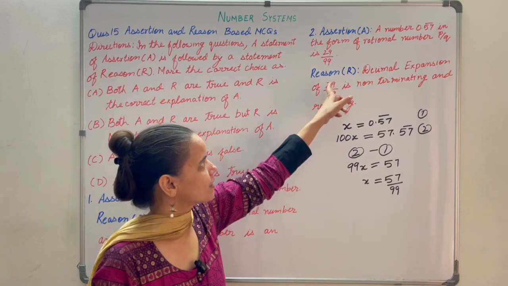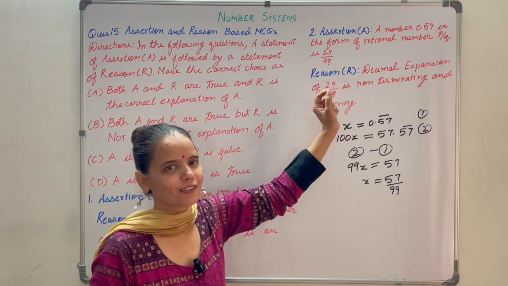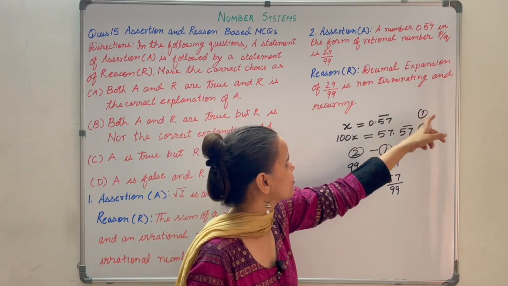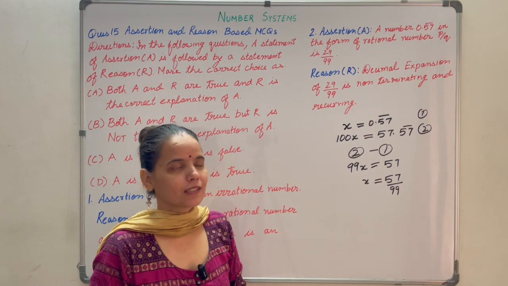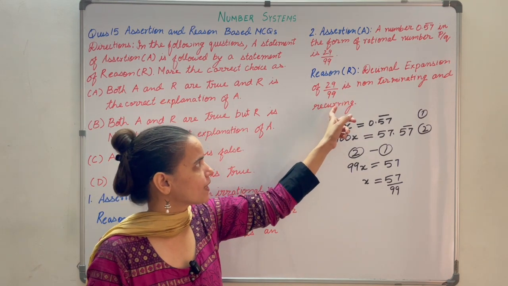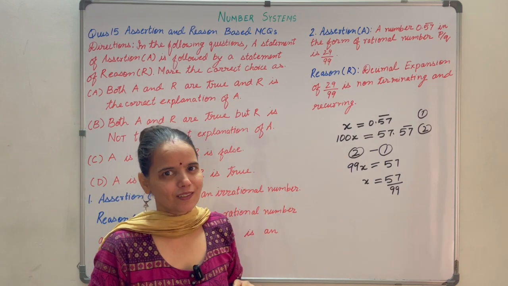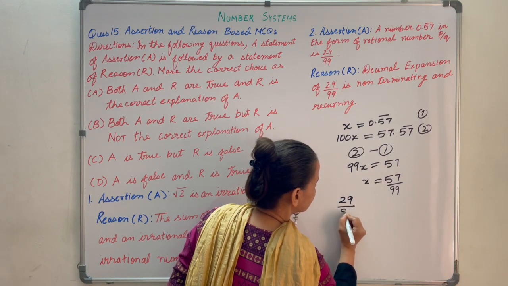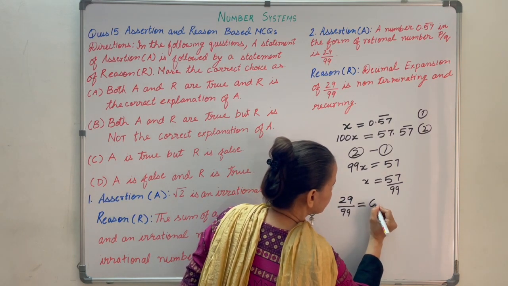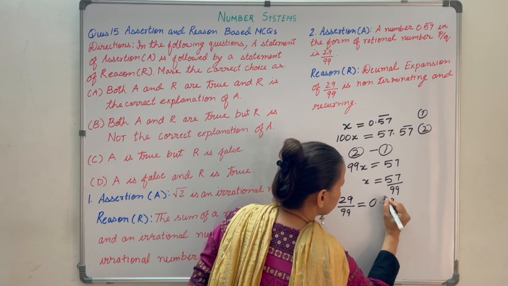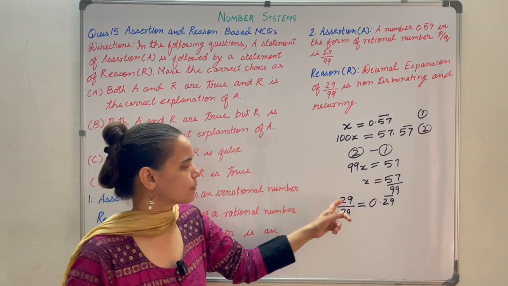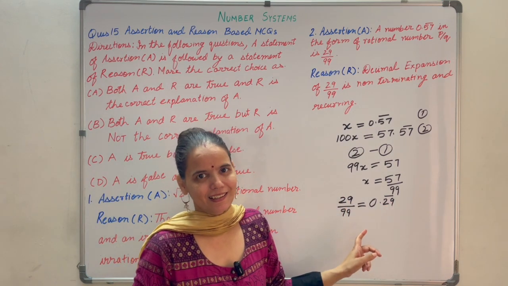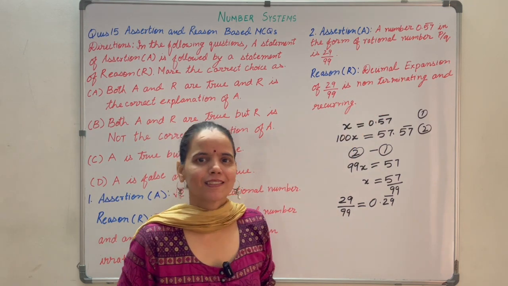Now let us check the reason, whether it is true or false. The reason is: the decimal expansion of 29 upon 99 is non-terminating and recurring. So we have to see whether the decimal expansion of 29 upon 99 is non-terminating and recurring or not. What you have to do is divide 29 by 99, and when you divide it, you will get 0.29 bar. So you can clearly see that the decimal expansion of 29 upon 99 is non-terminating recurring. So this reason is true.